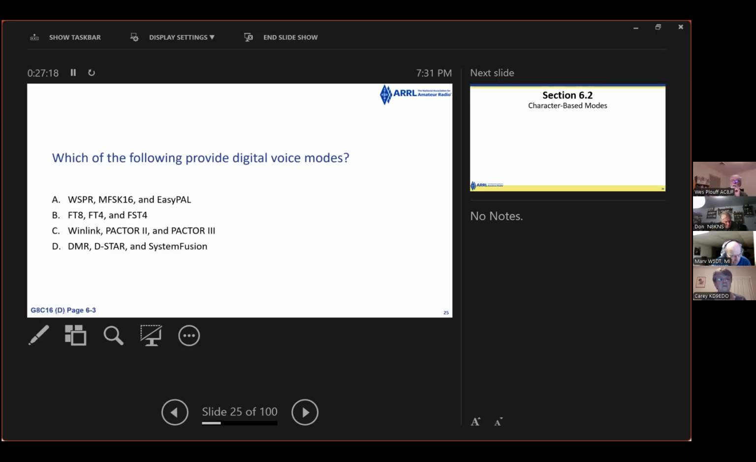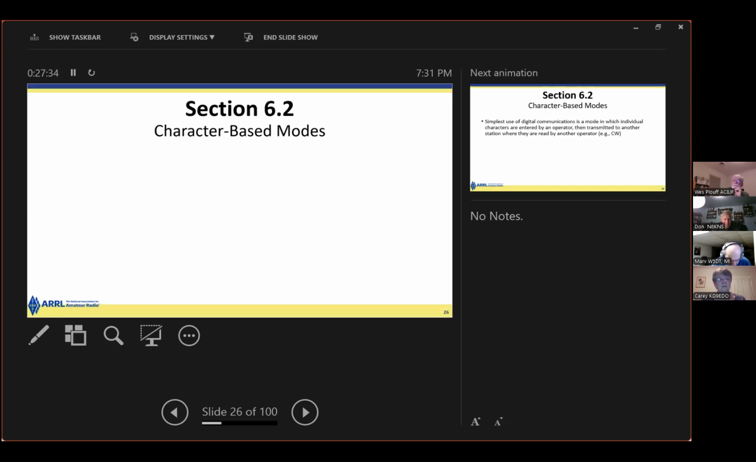The caveat here is that these three digital modes, DMR, D-Star, System Fusion, and I think you could probably add P25 to that, are all found on VHF and UHF, but not on the high frequency bands.